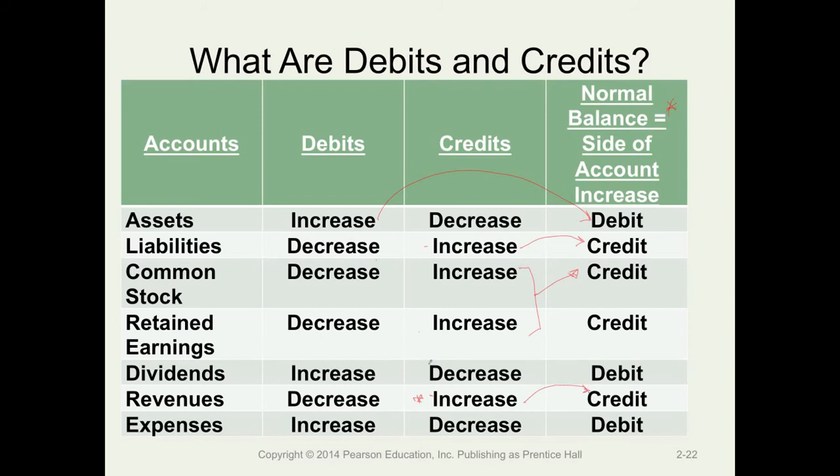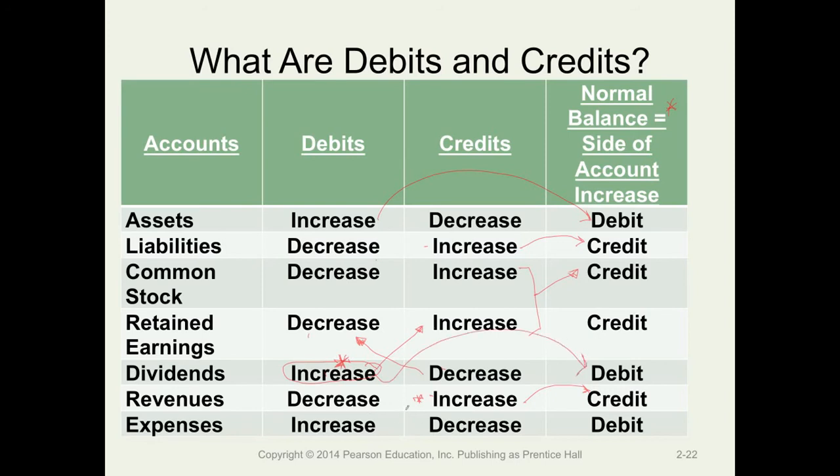Dividends. Dividends reduce retained earnings, so it's going to be just the opposite. In other words, when you increase dividends, you debit them, but that's when you decrease retained earnings. If dividends decrease for whatever reason, they would actually increase your retained earnings. So dividends are increases, are debits. Its normal balance is a debit.